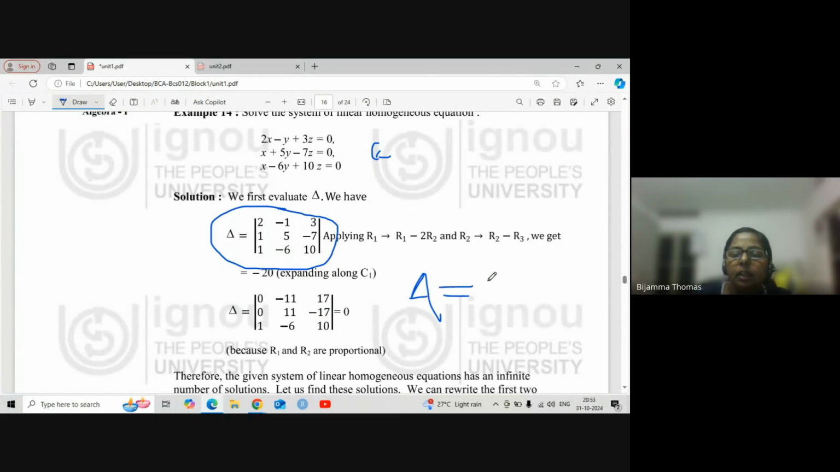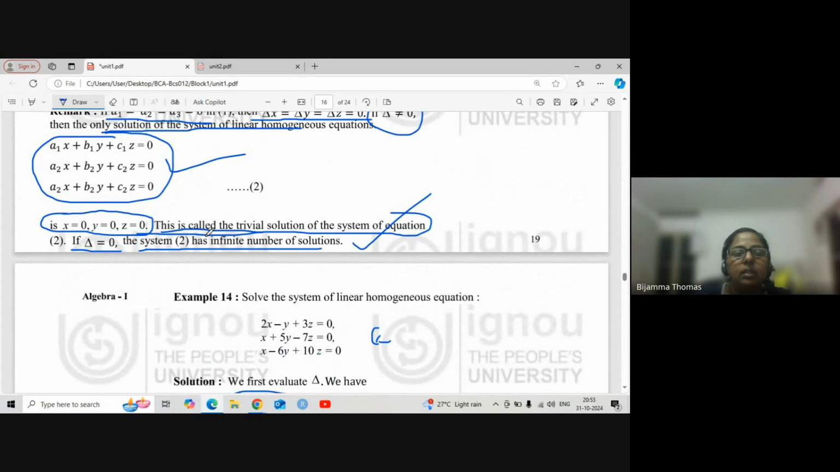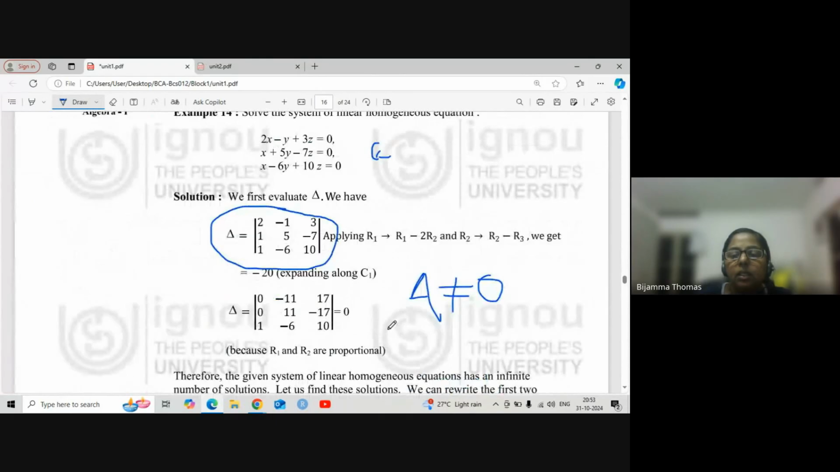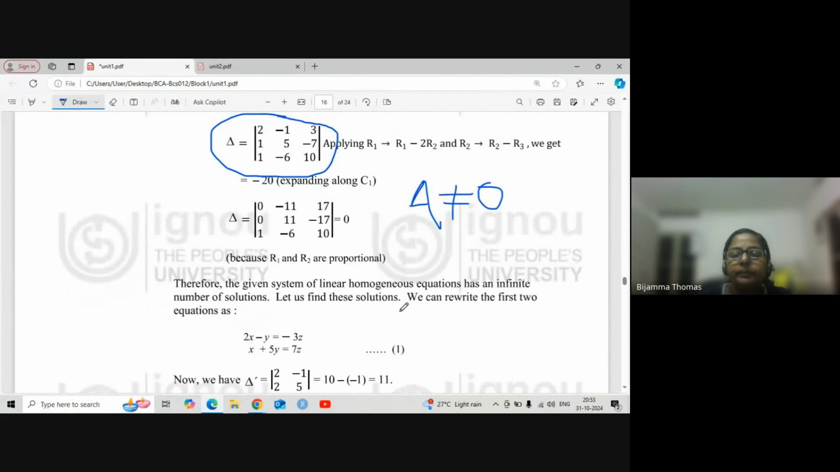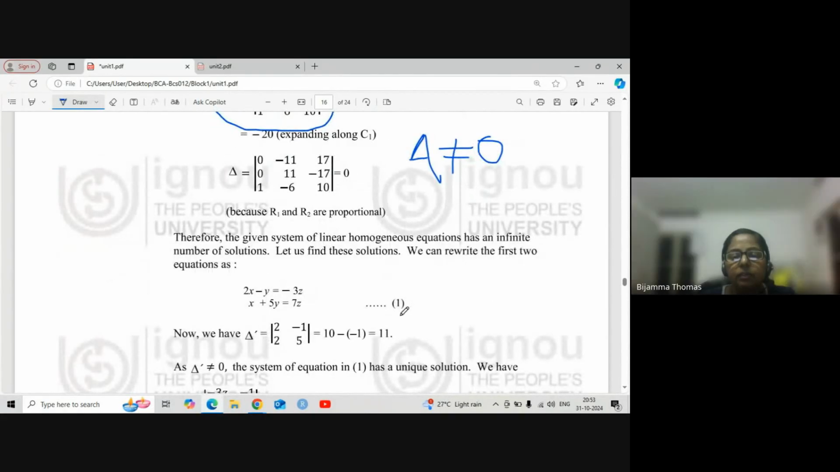It has an infinite number of solutions. When the determinant is not equal to 0, we have the trivial solution. Directly write x equal to 0, y equal to 0 and z equal to 0. When the determinant is equal to 0, we have an infinite number of solutions. Is it clear? Okay, ma'am. Now we have to identify that infinite number of solutions.